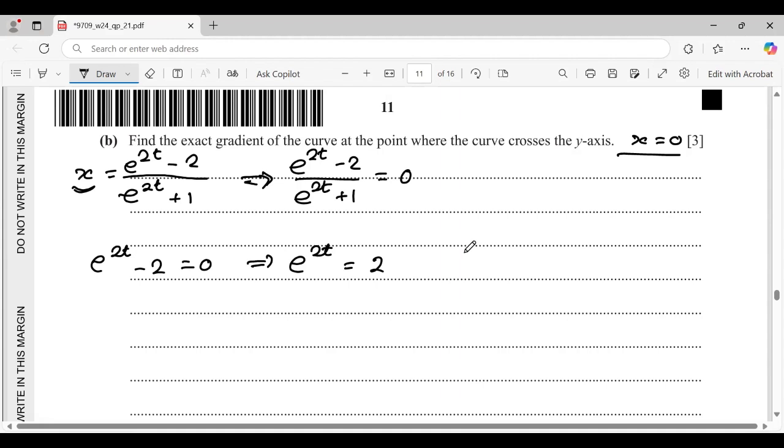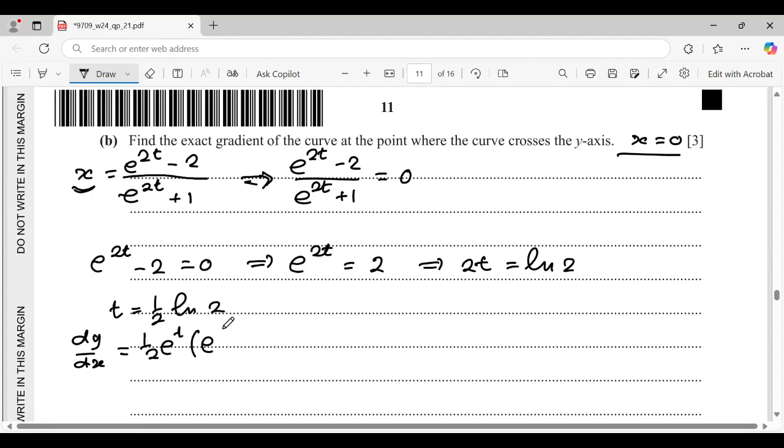Then, based on the rule, we can write this as 2t equals ln 2. So t equals 1/2 ln 2. Right. Next, we will find the gradient dy/dx at this t value. From part A, we have the information that dy/dx equals 1/2 e^t times (e^(2t) + 1) squared. Okay? The gradient you can find from the first derivative.